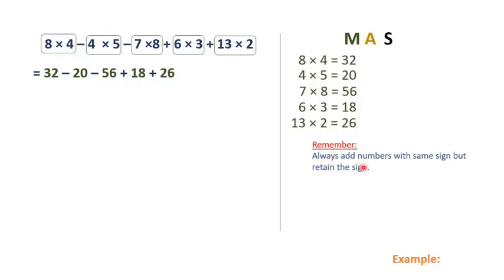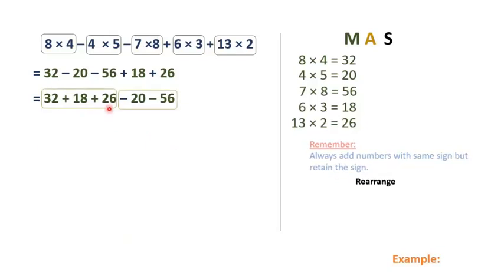again you have to remember, always add numbers with the same sign but retain the sign. So we will first of all rearrange. In order to rearrange, we will group all the numbers with plus signs together and all the numbers with minus sign together. Now we can come to addition. So for addition, add numbers with the same sign. So we'll group them. So these are the numbers with the same sign. And after adding, retain the sign. That means if I'm adding all numbers with plus sign, I will get the answer with plus sign, and if I add the numbers with the minus sign, I'll get the answer with the minus sign.